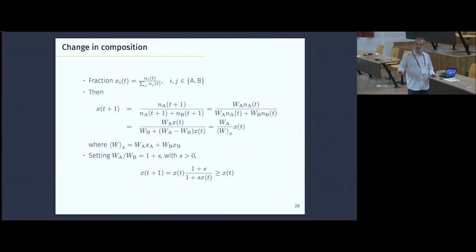The definition of the average fitness is given here. This is just a normalizing factor. If we define S in this way as a function of the ratio of the two fitnesses, we have this expression, and it is easy to see that if S is positive, then the fraction X of individuals of type A will increase in the next generation. This is what Kavita also showed.